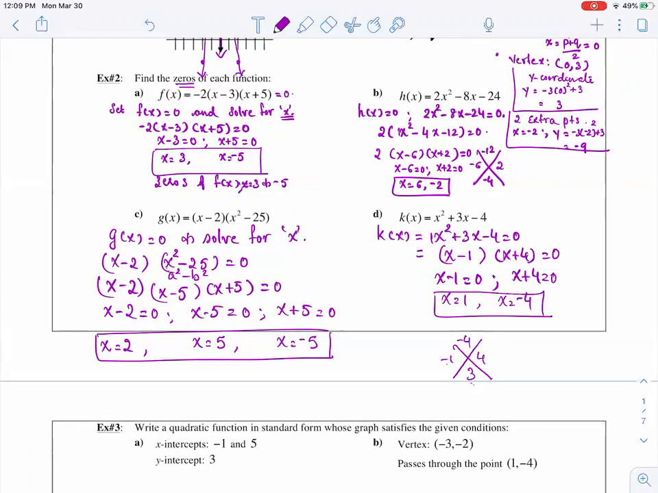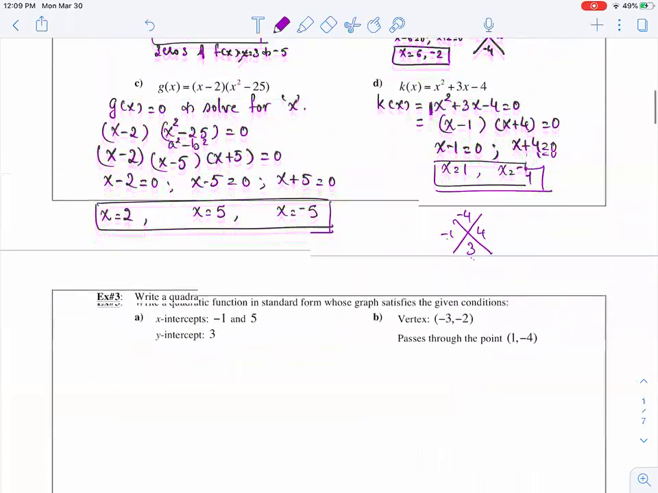Wait, Miss Mohandas, how do you know when you don't need the box? Very good, Jasmine. You do not need the box when that leading coefficient is 1. Good question. When the leading coefficient is 1, you do not need the box, you only need x. You get the answer from the x itself. Get it? All right.